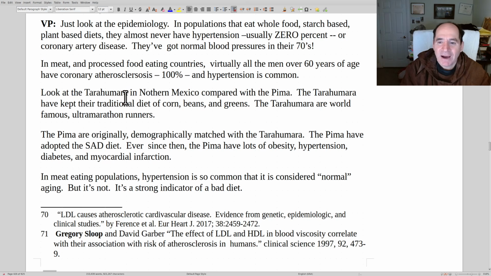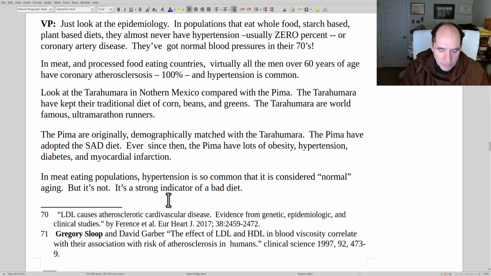Okay, look at the Tarahumara in northern Mexico. Compare them with the Pima who eat the SAD diet. The Pima are fat and sick: coronary artery disease, diabetes, hypertension, atherosclerosis, getting their legs amputated. They're sick. The Tarahumara are world-famous ultra-marathon runners, and you get a similar picture with the Yanomamo. They eat a plant-based diet. They don't get hypertension and atherosclerosis.